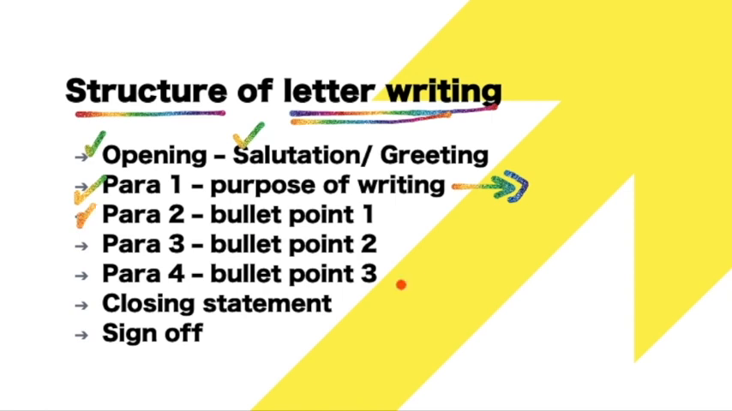Then para 2 will have the explanation of bullet point 1. You have to describe the situation with supporting ideas. Para 3 is bullet point 2, explanation with supporting details. Para 4 is bullet point 3, with supporting details. Then you write a closing statement. A closing statement is usually a conclusion or maybe a call to action. That could be, I look forward to hearing from you soon, or something like, please respond at the earliest convenience, I await your prompt service, and so on. Then you sign off. Now, salutation and sign off are different for different letter types.